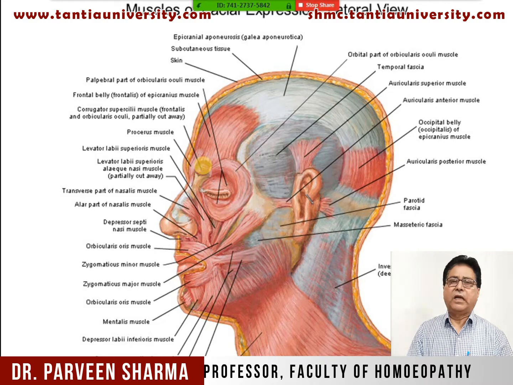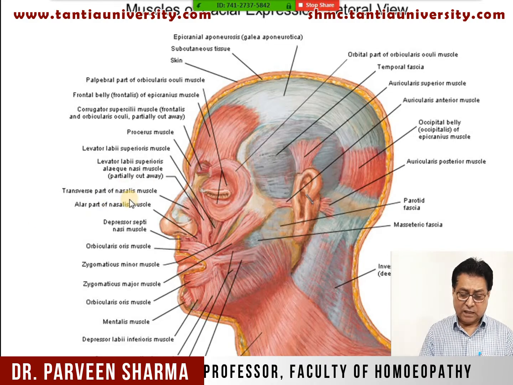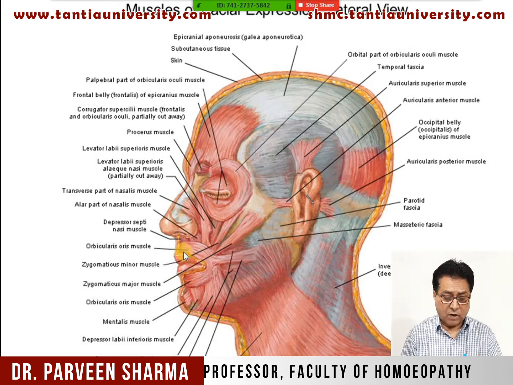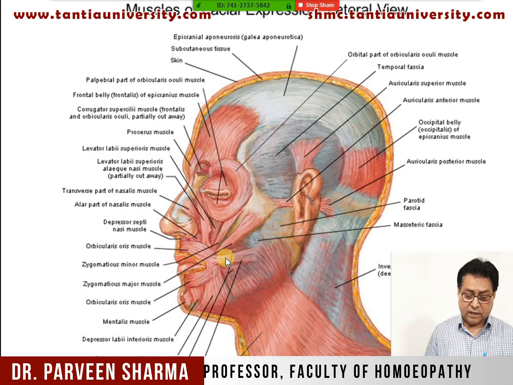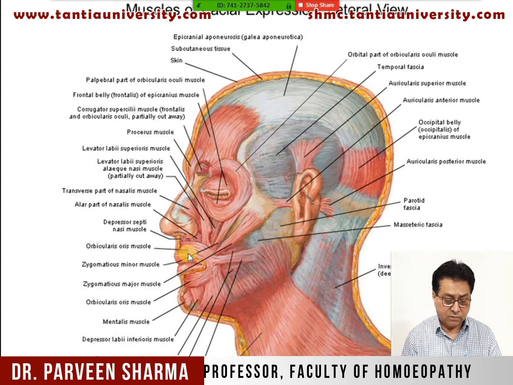Of these, only levator palpebrae superioris, the muscle of the upper eyelid, is supplied by the third cranial nerve, the oculomotor nerve. The remaining muscles have a common supply, which I'll tell you also. Then around the mouth you have orbicularis oris. Then you have buccinator. Then you have depressor labii superioris and inferioris. So around the orifice you have these muscles. This is orbicularis oris.